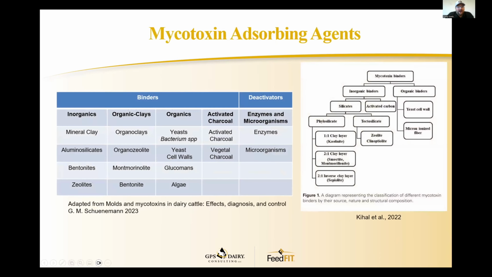Some other things that we can do is we can feed these mycotoxin adsorbing agents. I did spell that correctly. It's called adsorbing. It means the binding capacity of one of these agents. And these agents can be binders or deactivators. And these different binders, and I'm not an expert in binders by any means, but I'll give a little bit of background on them. There's inorganics, and there's organic clays, organics. Activated charcoal is a little bit older technology, as well as there's some enzymes and microorganisms. So there are various things that we can feed in the diet to try to mitigate these mycotoxins.